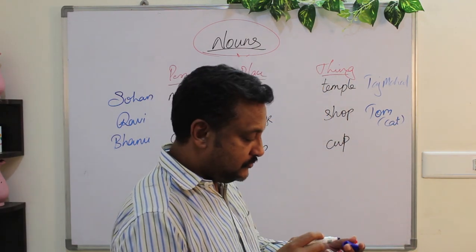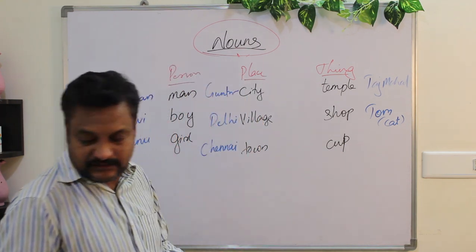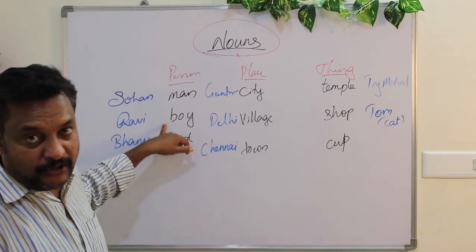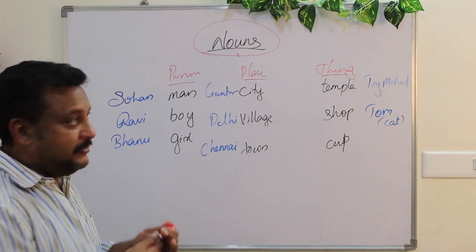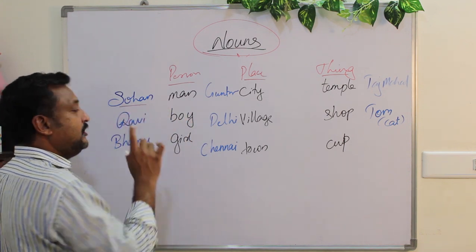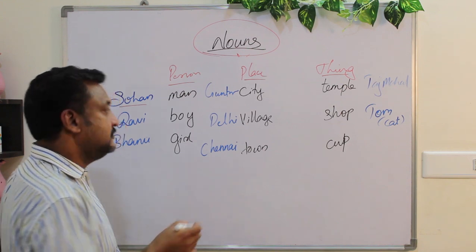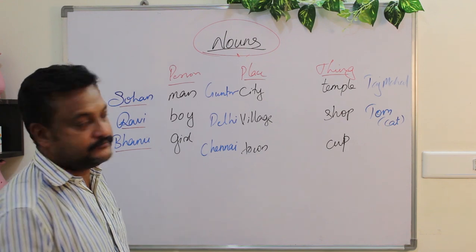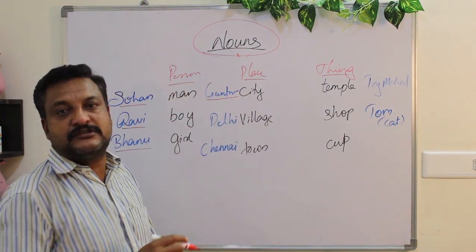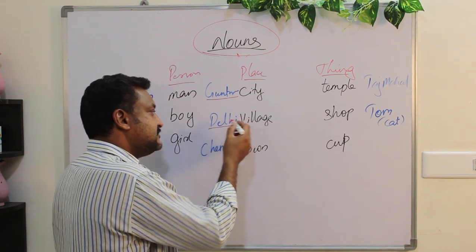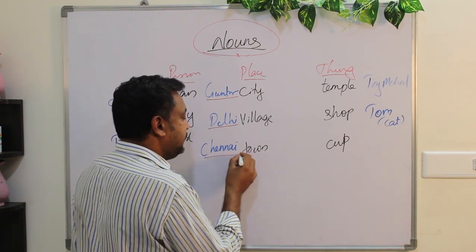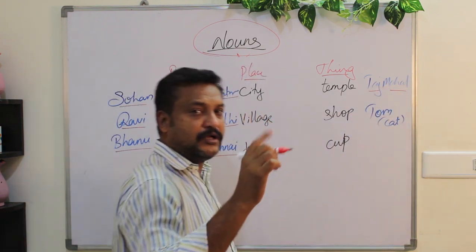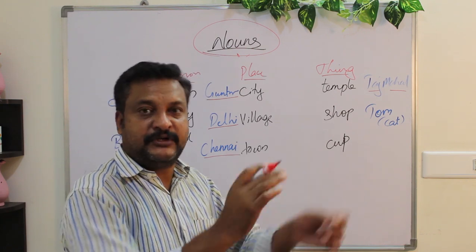When we say a general name, a man can be any man, a boy can be any boy, a girl can be any girl. But when I say Sohan, it can be only one boy, one person. Ravi can be only one person. Bhanu can be only one girl. There is only one Guntur in this world. Delhi, Chennai and Taj Mahal are each only one place. Tom is the name of a particular cat.